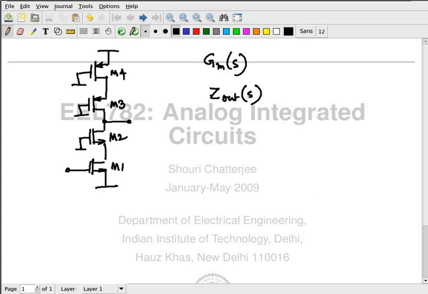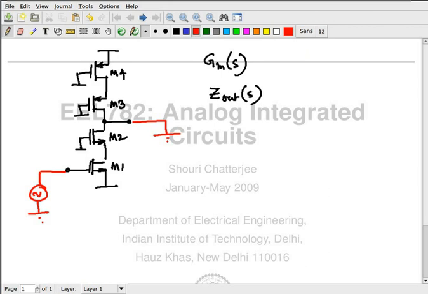Okay, so when I apply a short circuit, I want to compute GM of S. I apply a short circuit, I apply an input source, and this time I am no longer interested in the DC value. I am just interested in where are the poles, where are the zeros. I already know the DC value. Alright, so I don't want to do the exact computation of all that RDS, all that stuff is not here. Only where are the poles, where are the zeros.